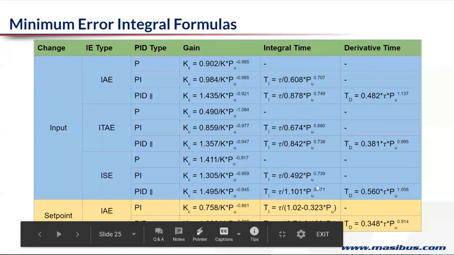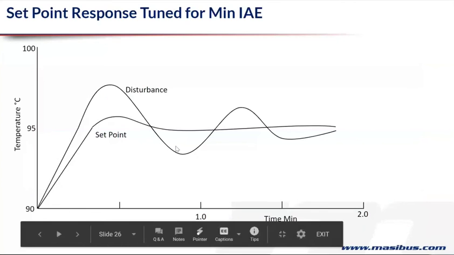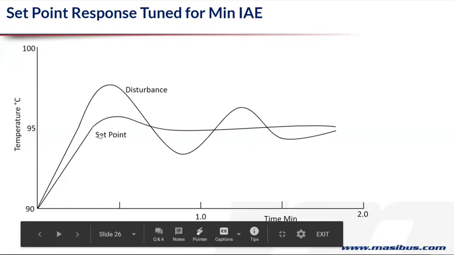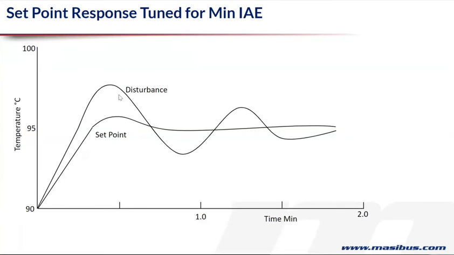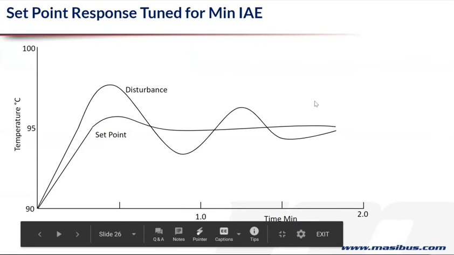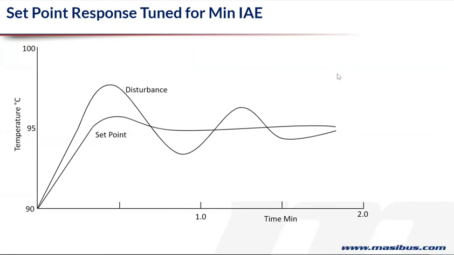Because the disturbance in the input formula will not hold good when you have a change in the set point. And here I have shown you, if you use the same IE method, but you use the set point formula and you change a set point, you can see how the curve responds with a minimum overshoot. But if you use the disturbance formula, then you will end up with a huge overshoot. So this is important to know.